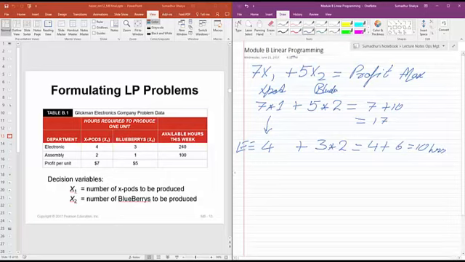At the same time, when we do the assembly, we spend 2 hours per unit of Xpod, so it is 2 times 1 plus 1 times 2, because we use 2 as the example. So it's 2 plus 2, so we've spent 4 hours. This is the example if we make 1 unit of Xpod and 2 units of Blueberries.